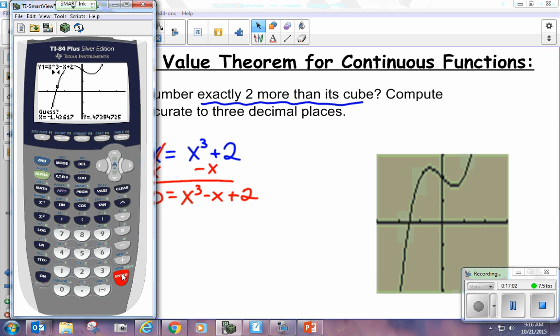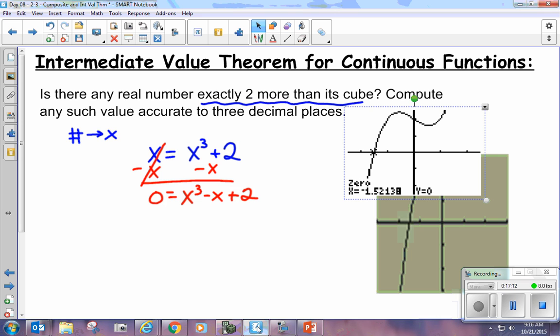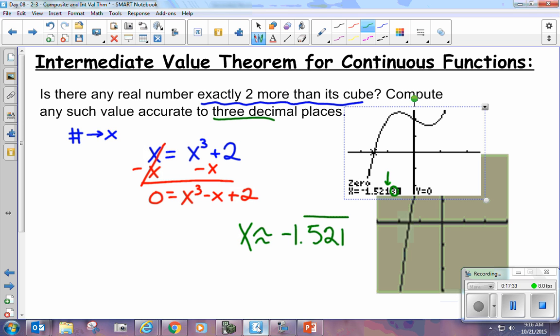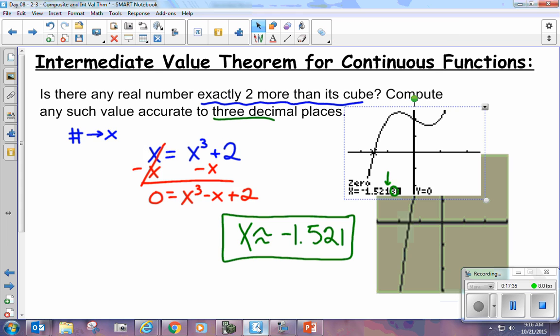Calculator says, you want me to guess? Yes, that's why I'm doing it. And enter one more time. And there you go. So I'm going to take a look at this, put this here. And I'm going to round my answer to 3 decimal places, because that's what it's asking me for. 3 decimal places. That means the 1 will stay a 1 because the number after the 1 is smaller than 5. So my x is approximately, because we are rounding, negative 1.521. There we go.